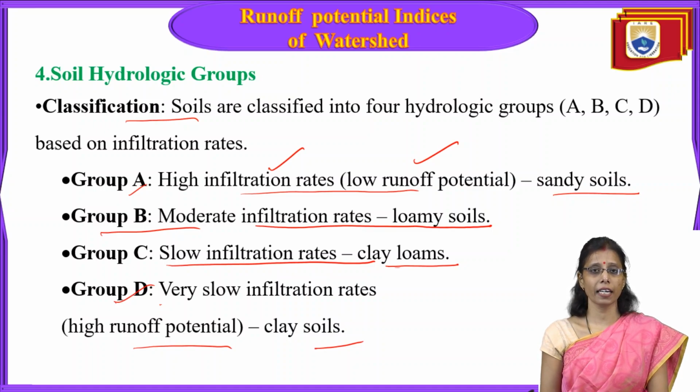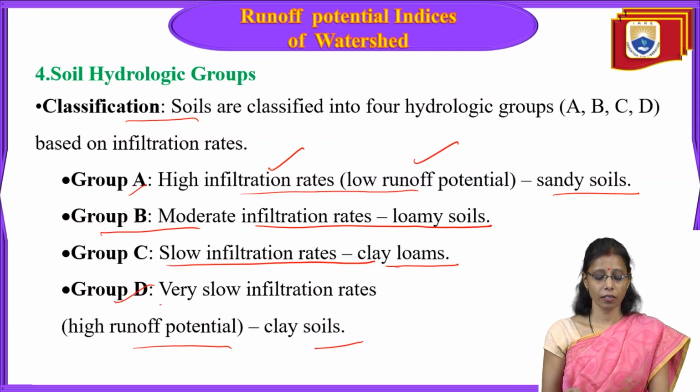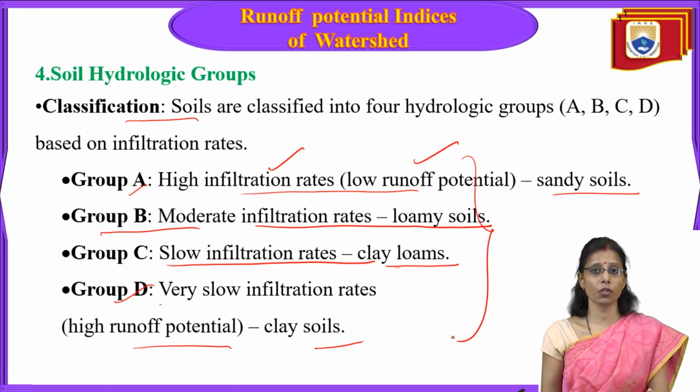If it is sandy soil, the runoff is definitely less. Wherever you have sandy soil, the infiltration rate is more, which means the groundwater capacity is more in such regions. Whereas where you have clay soils, the infiltration will be very low. So these are the hydrologic groups of soil, where the type of soil decides the infiltration rate.